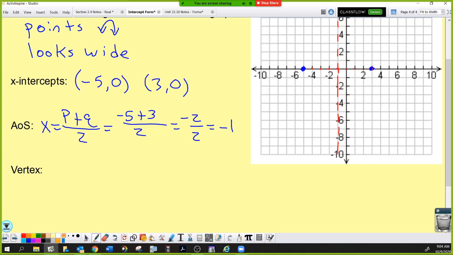Last but not least, vertex. We know what the axis of symmetry is. That means we know the x value of the vertex. That x value of that vertex must be negative 1. Since this thing points down, I expect my vertex to be above the x-axis. See, it's good to know things like that.